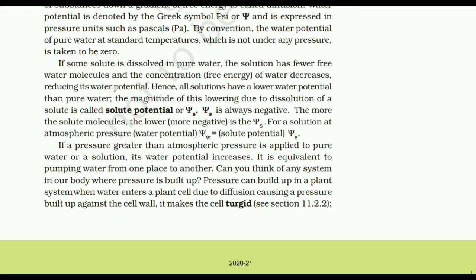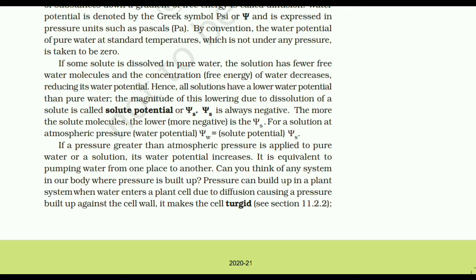The magnitude of this lowering due to dissolution of a solute is called solute potential or psi s. Psi s is always negative. The more solute molecules, the lower is the psi s. For a solution at atmospheric pressure, psi w is equal to psi s.